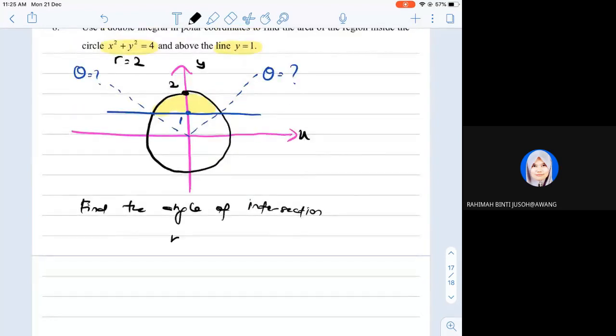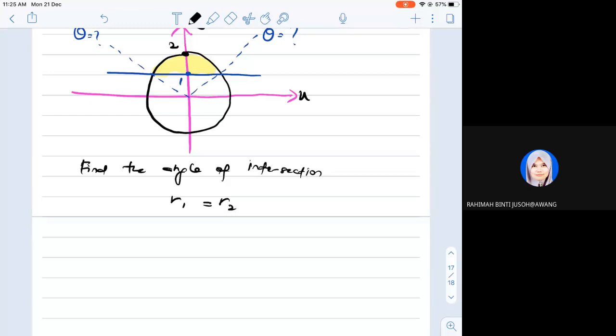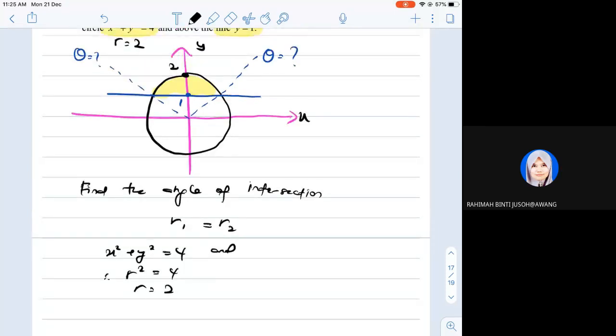Okay, so you need to equate both, R equals R1 equals R2, isn't it? So first of all, we have x squared plus y squared equals 4. Therefore, we have r squared equals 4, so r equals 2. And then we also have the second equation, the line y equals 1.